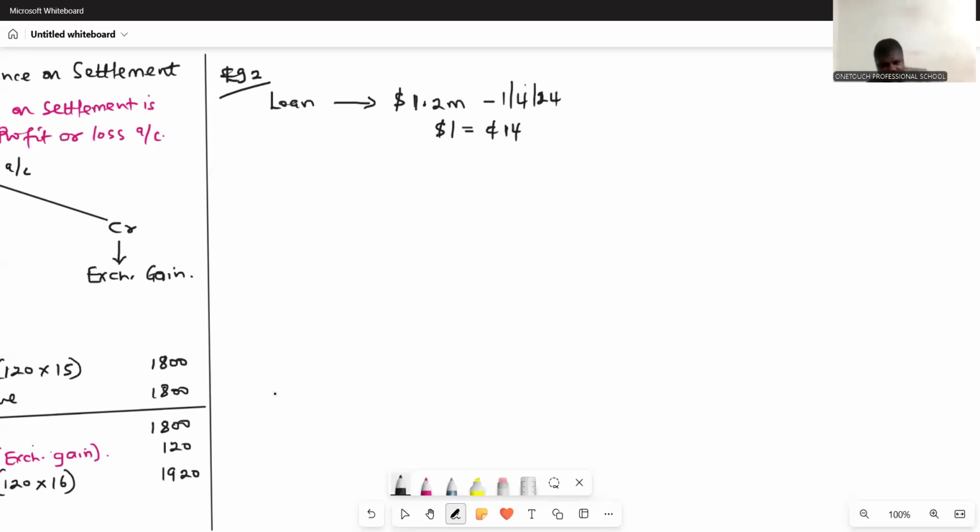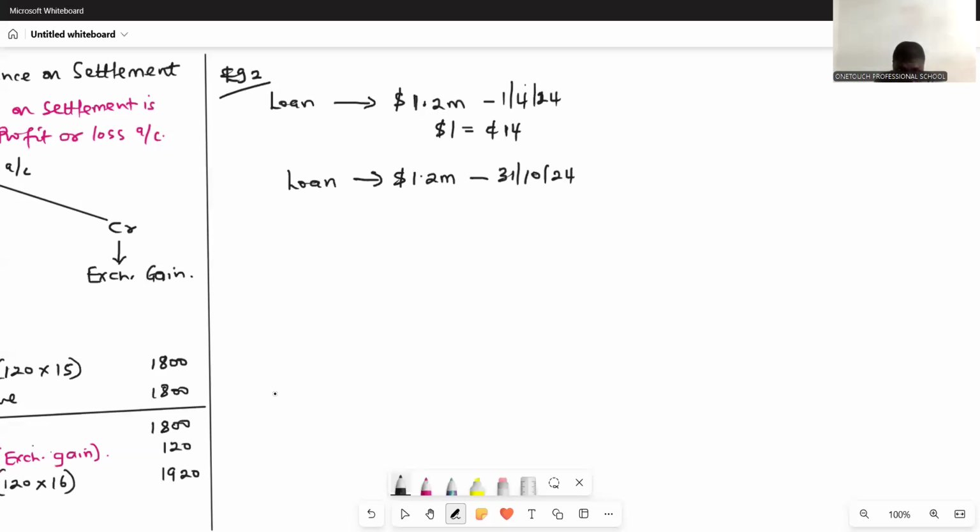Then the government of Ghana decided to pay the loan of $1.2 million. What is today's date? Okay, so let's not use today. Let's say somewhere 31st October 2024, they paid all. Now, is it a gain or a loss? Will the government make a gain or a loss?